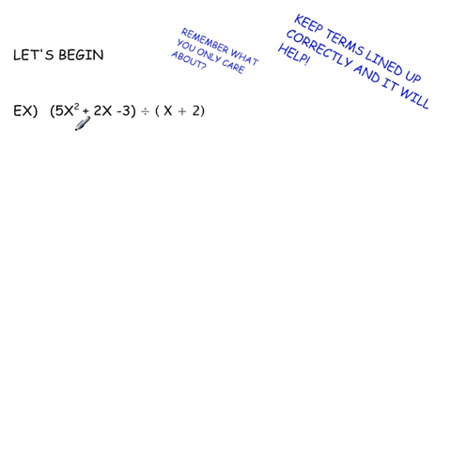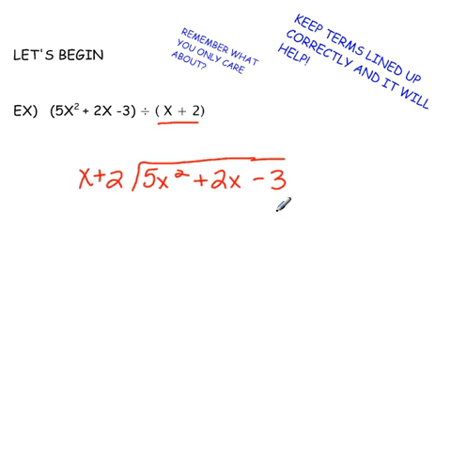We have 5x squared plus 2x minus 3, and it's going to be divided by x plus 2. Now we're going to keep it old school. We're going to take this binomial, put it on the outside and draw our little house, and we're going to put this underneath. So we have x plus 2 is going to go into 5x squared plus 2x minus 3.